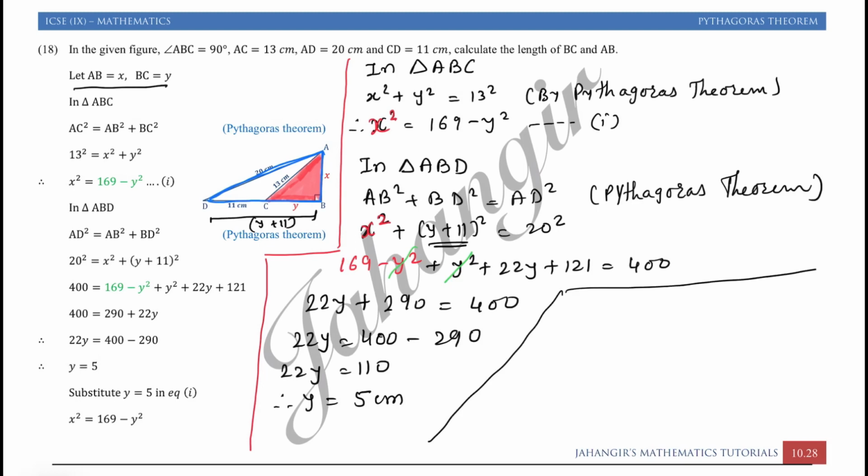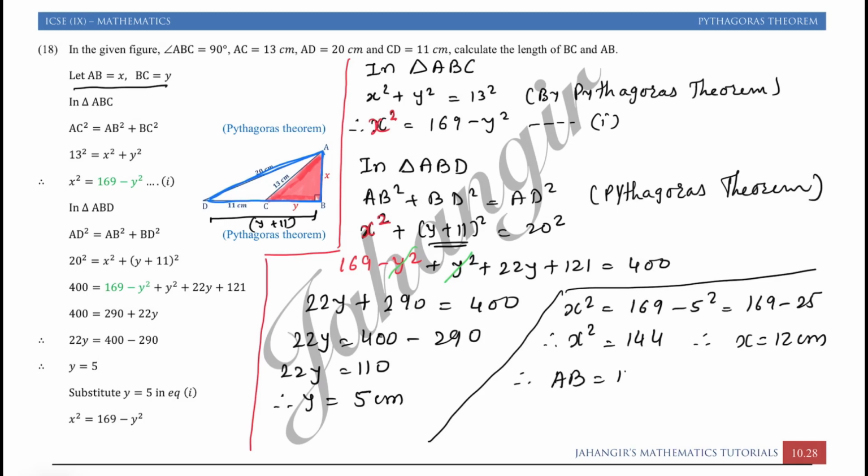We can substitute in the first result. So I can say x square is equal to 169 minus 5 square. That is 169 minus 25. So therefore x square is equal to 144. So therefore x is equal to 12 centimeter. So we can say x is AB. AB is equal to 12 centimeter. BC is equal to 5 centimeter. I think this part should be clear. Just go through the steps.